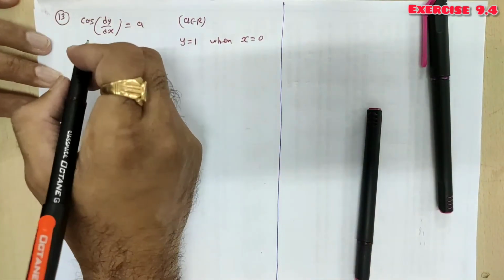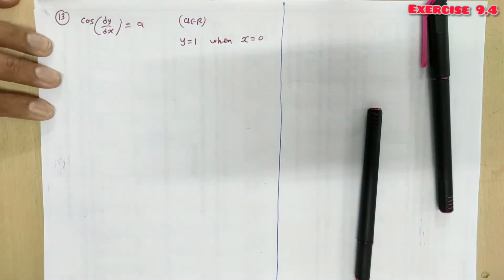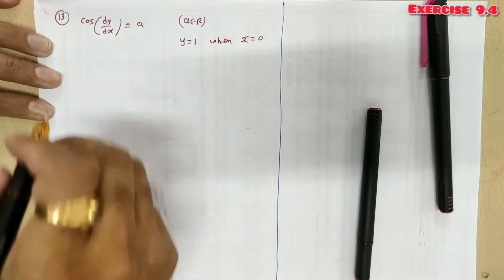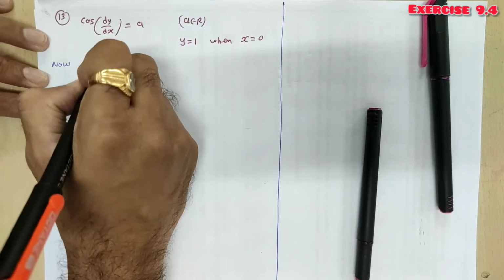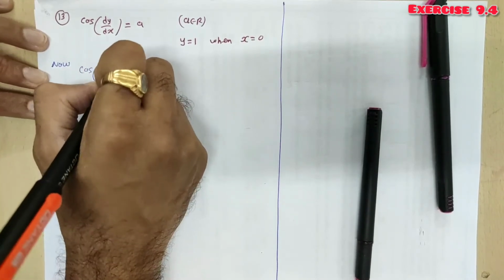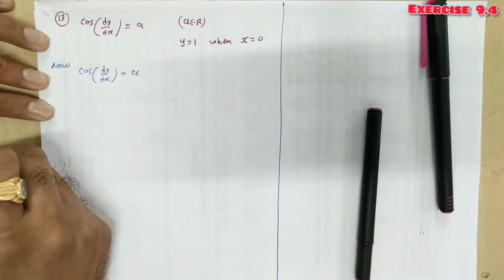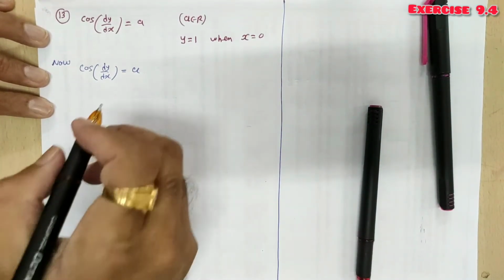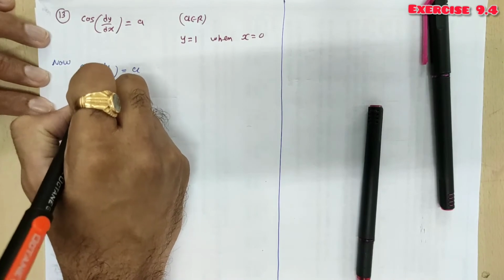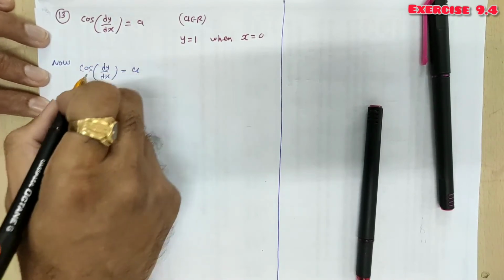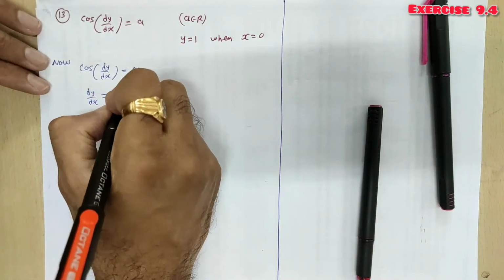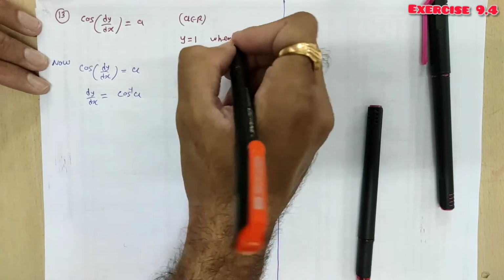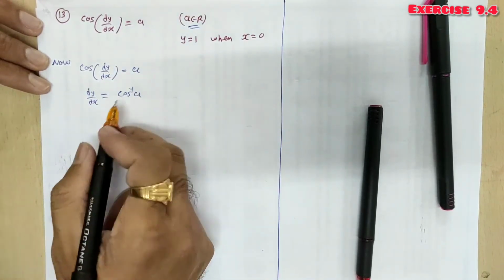So let's start with the given differential equation, cos(dy/dx) = a. First we have to separate the variables. So we can write dy/dx equal to cos inverse a. And what is a? a is one real number, so this one is a constant term.